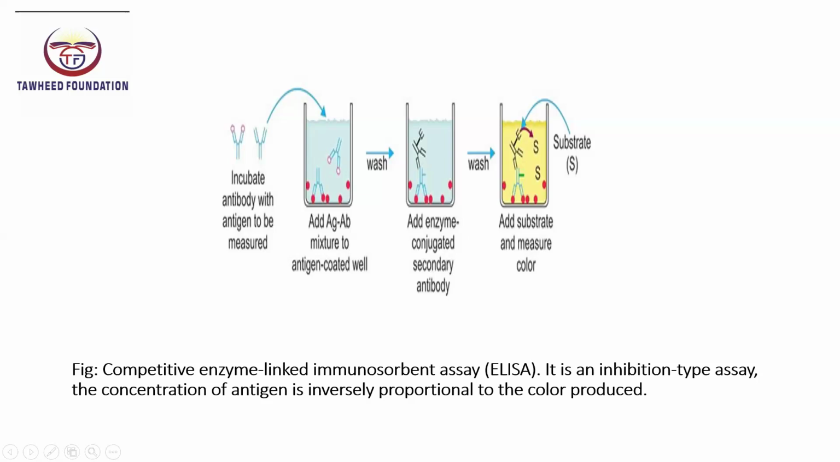If a large amount of antigen is present in the sample, fewer antibodies will bind to the plate-bound antigen, resulting in a weaker color reaction when substrate is added. Conversely, if little antigen is present in the sample, more enzyme-labeled antibodies bind to the plate, producing a stronger color signal. Thus, color intensity is inversely proportional to the antigen concentration. This type of ELISA is especially useful for quantitative assay of hormones and small molecules.